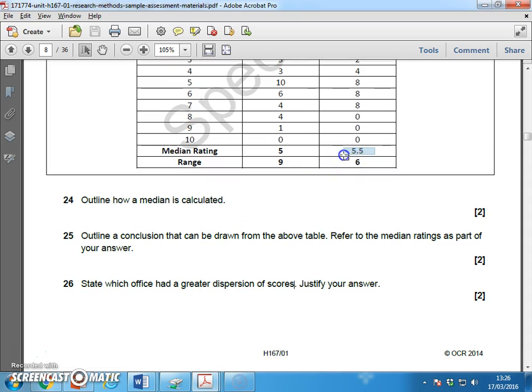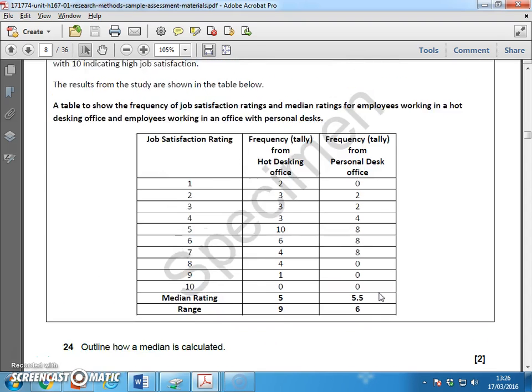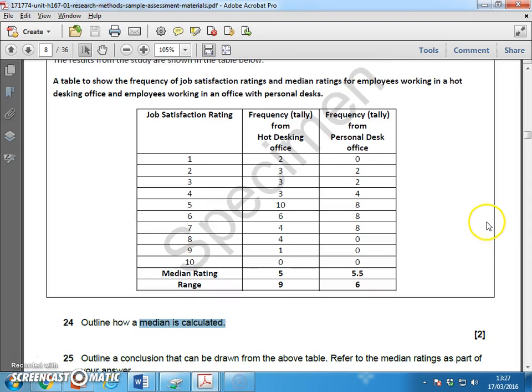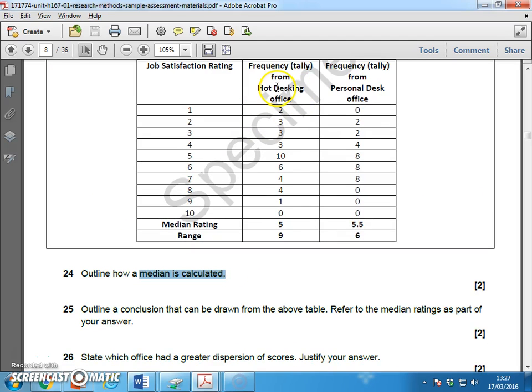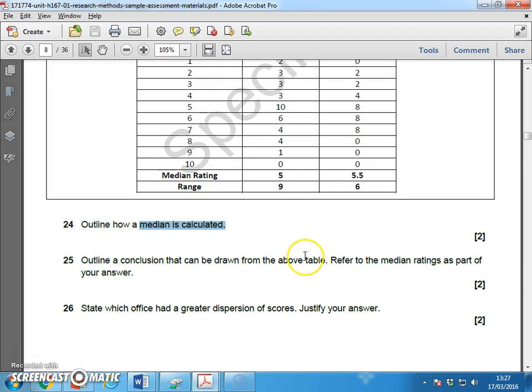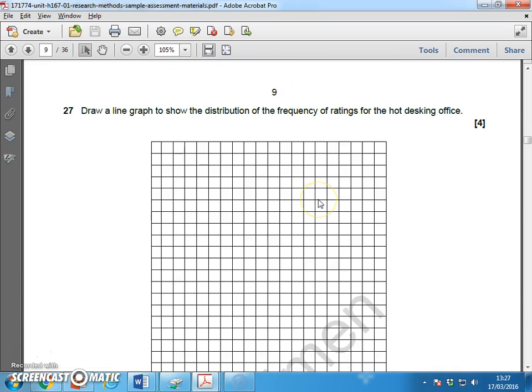So obviously this one, because it's got a higher range. So again, you have to relate it back to the scenario at all times. Okay, again, keep contextualizing it back. How do you calculate a median? Well, you put all of the data in numerical order and you find a middle value. You think that that's a good answer, but I've not related it back to this. For example, putting all of the data from the hot desking condition into numerical order and finding the middle value, okay, which is 5. So clearly contextualize, link back all the time.